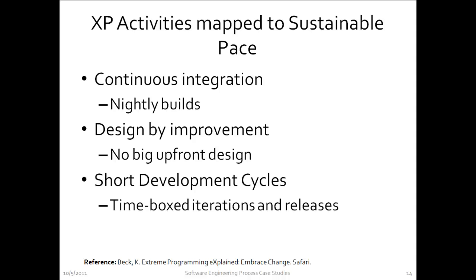And thirdly, there are short development cycles. So every 2 weeks, or sometimes even every week, an iteration is complete. And then every month, every 2 months, maybe every 3 months at the latest, a release is made available to the customer. In XP, release cycles and iterations are time-boxed. That is, they're of fixed duration.